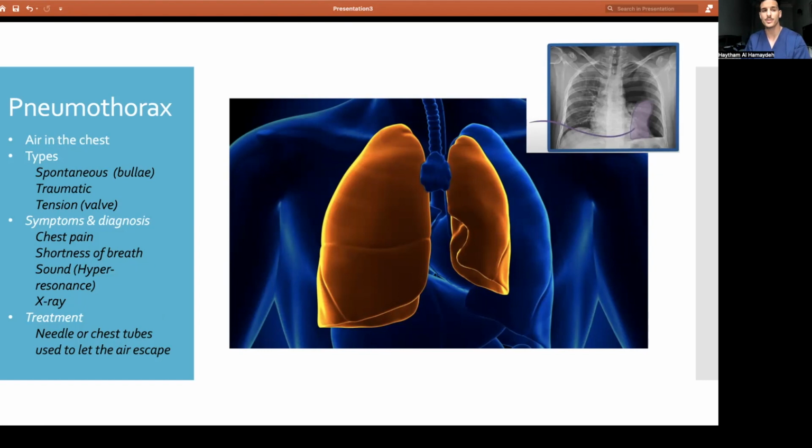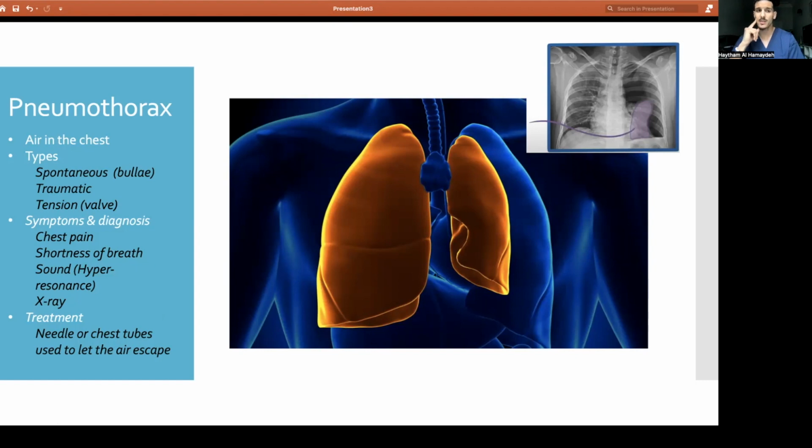Hence, there's no negative pressure within the pleural space, and so the lung would collapse, as you can see here in the image that I've pointed towards. There's a couple of types of pneumothorax. Here, there's the spontaneous, the traumatic, and the tension.